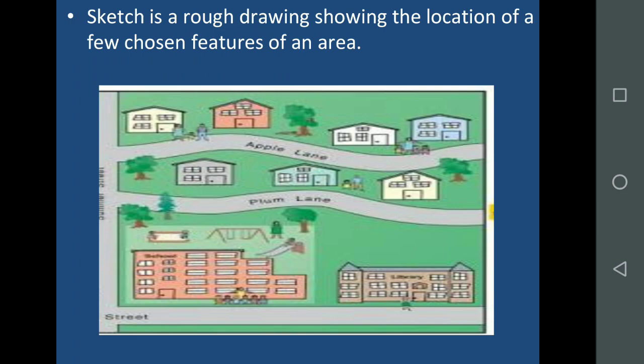The features of the earth can also be represented with the help of sketches and plans. What is a sketch? It is a rough drawing showing the location of a few chosen features of an area. Since it is a rough representation, it does not show the actual shape or size of structures and is not in the same proportion as it is on land. A sketch is usually used to direct people to go from one place to another.